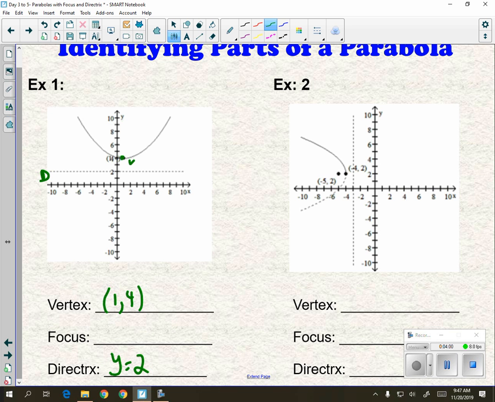Now, in order to find your focus, we need to count the distance from the vertex to the directrix, and it is 2 units away. So if I go from the vertex down 2 units to the directrix, I have to go up 2 units to get to my focus. And that coordinate of the focus is supposed to be 1, 6. My x value didn't change because the vertex and the focus are supposed to be in line, but my y value changed because I knew that my p value was equal to 2.